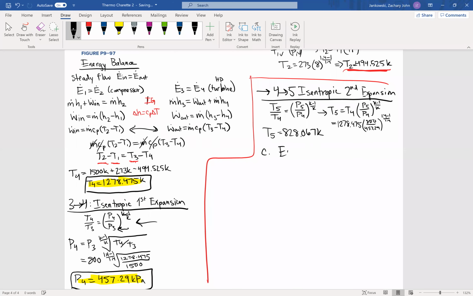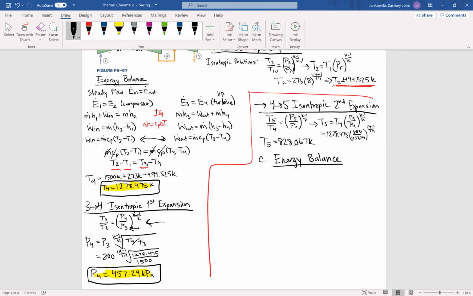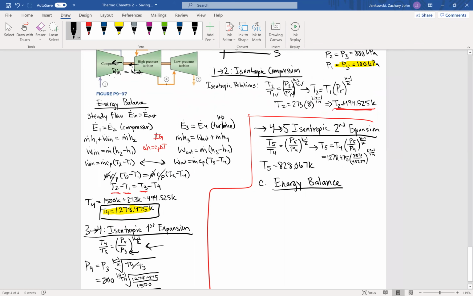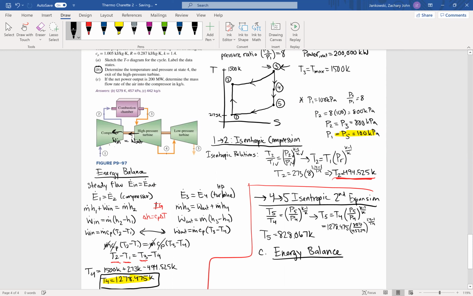Now, while that was not specifically asked for, it will help us in our last part, which we have to use energy balance to find our mass flow. Now, while it does ask for our mass flow through the compressor, we're going to note that since this is steady flow, our mass flow is going to be constant throughout the entire process.